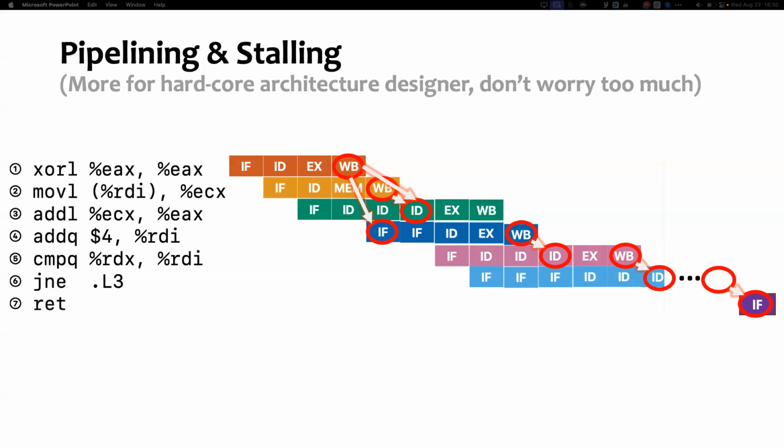Between 2 and 3, write back and the ID, originally it was a data hazard. Now again, I'm delaying instruction 3. So by the time I'm reading from the ID stage, it has already been written back the cycle before, so the data will be ready.